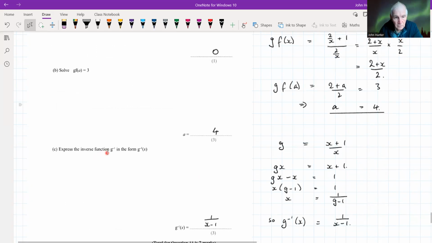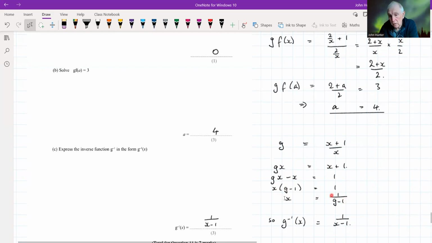Now it says express the inverse function g minus 1 in the form g minus 1 of x. So if g, we've just written g here because it's simpler to manipulate the letters, g is equal to this. Now, in order to do this, we have to change the subject of the equation. We have to make x the subject. So to do that, we're going to cross multiply. We're going to group all our x terms together. gx minus x, bring this over, is equal to 1. Therefore, x is 1 over g minus 1.